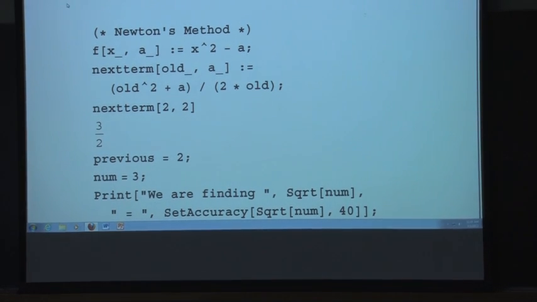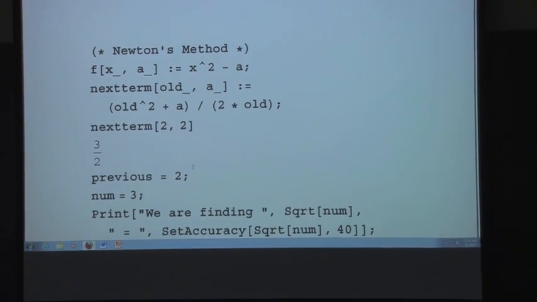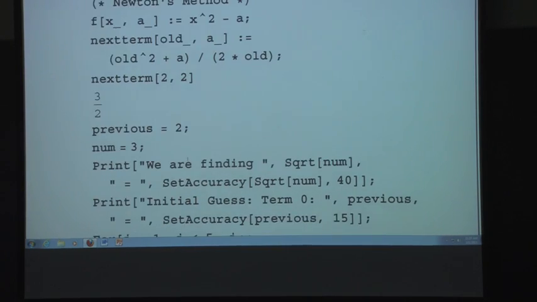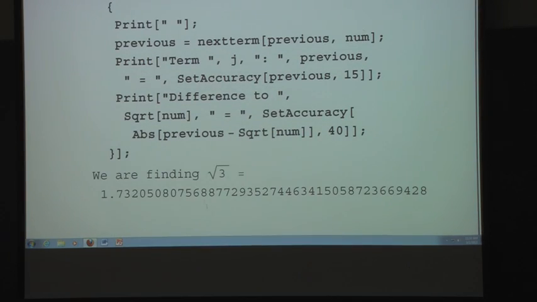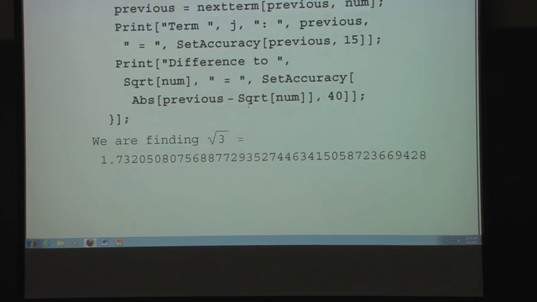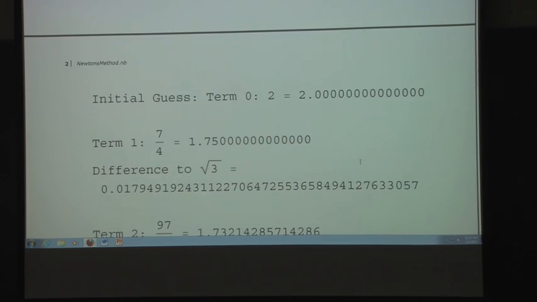So this is a very simple program in Mathematica. I'm guessing over here that my first guess for the square root of 3 is 2. Now I'm just doing it a couple of times. So here's the square root of 3. You should memorize this for the final: 1.7320508075688... All right. So the first guess, the 0th guess, the start was 2.00, not so good.